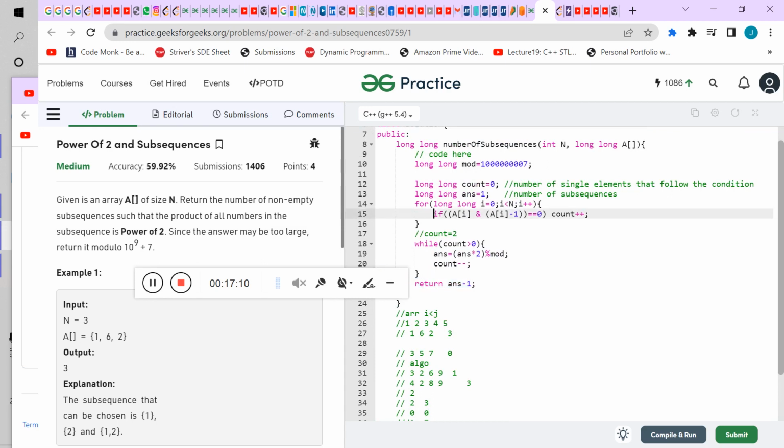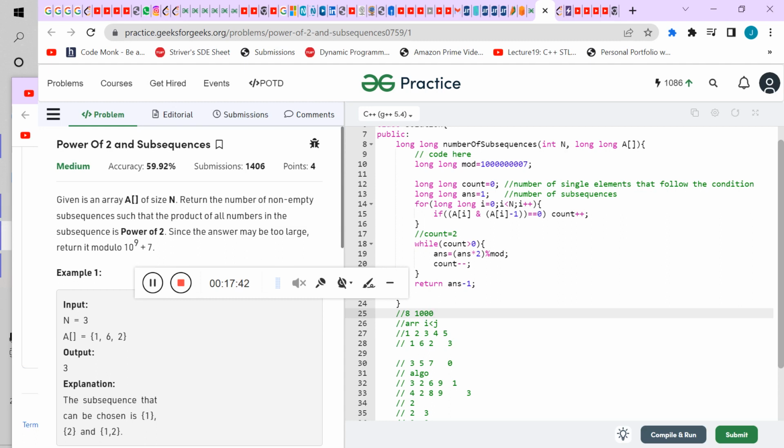Now, how will you calculate how many elements are a power of 2? It is a very simple thing, you may be knowing that. Suppose I have the number 8, and I have to check whether it is a power of 2 or not. So let me write the binary representation of that number. For 8 the binary representation is this, right?